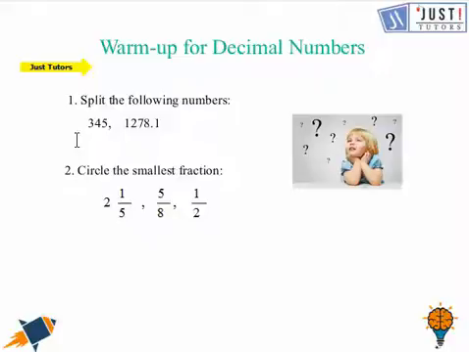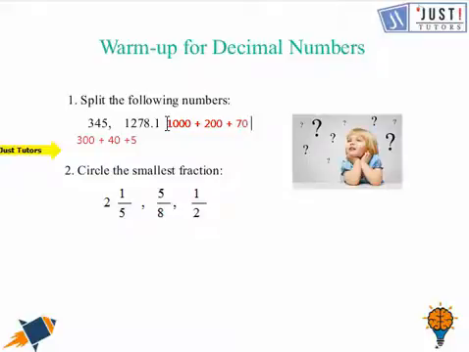Question number 1. Split the following numbers, and the number is 345. So if we try to split the number, the answer would be 300 add 40 add 5. Likewise, we can do the same for the other number as well, which is actually a decimal number, 1278.1. So for this, the partition would be 1000 add 200 add 70 add 8 add 1 over 10, because that 1 is actually after the decimal, so that is going to be in the fraction form. So that would be the partition of this decimal number.